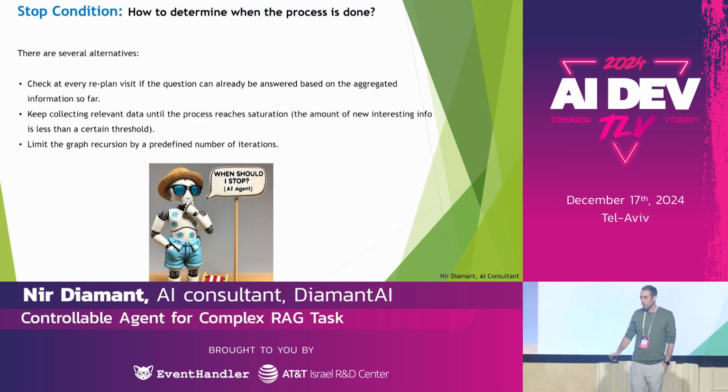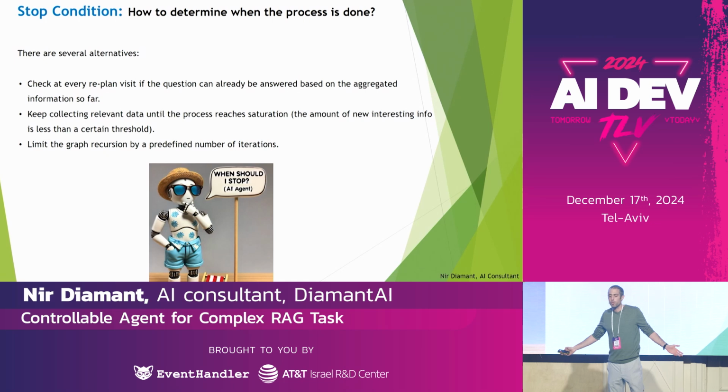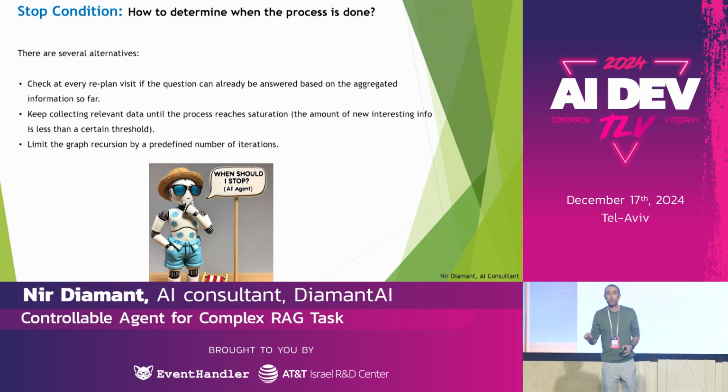We want to have a stop condition as well. So how can we determine when this process is done? There are several alternatives. First is one I've shown you before: at every replan visit, we ask the replan component, all right, are we good to go? Can we finish now or not?